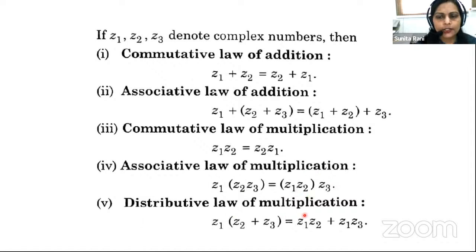Distributive law of multiplication: there are two operations, plus and dot. Add the two complex numbers, then multiply with the first. We get Z1 Z2 plus Z1 Z3, first with second, first with third. This is the distributive law of multiplication.